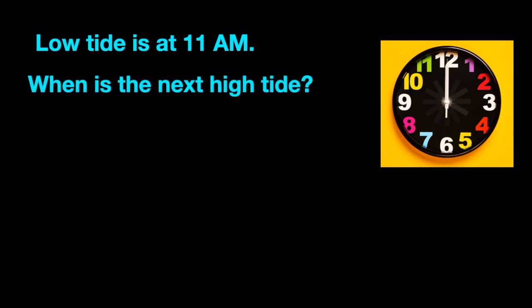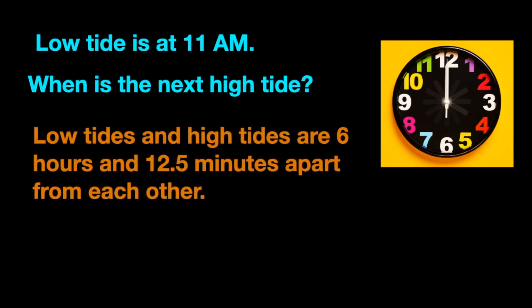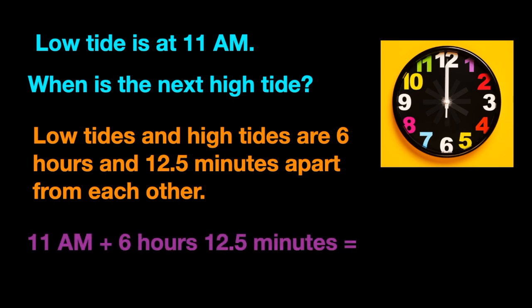Okay, here's a trickier one. Let's say that low tide is at 11 a.m. When's the next high tide? This one's a little different because we're going from low tide to high tide. Pause the video and think this one over. Assuming you've tried this on your own, remember that high and low tides are 6 hours and 12.5 minutes apart from each other. So high tide will be at 5:12 p.m.